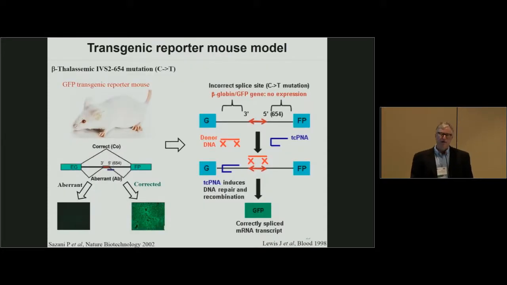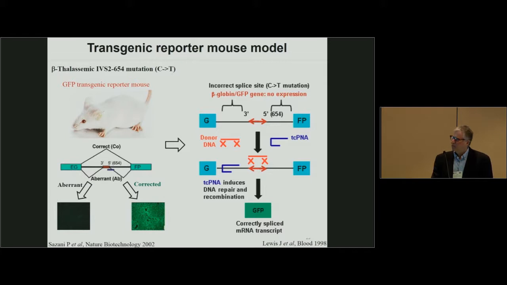So I was very lucky a number of years ago to have an excellent postdoc come to my lab, Linda Gorman, who had been a graduate student with Richard Cole at the University of North Carolina. And she suggested that maybe we should use this really interesting model that Richard had developed in which the green fluorescent protein was engineered to contain the intron 2 from the beta-globin gene, but containing a thalassemia-associated mutation that created a cryptic splice site. And this turned out to be very useful for us to develop this system.